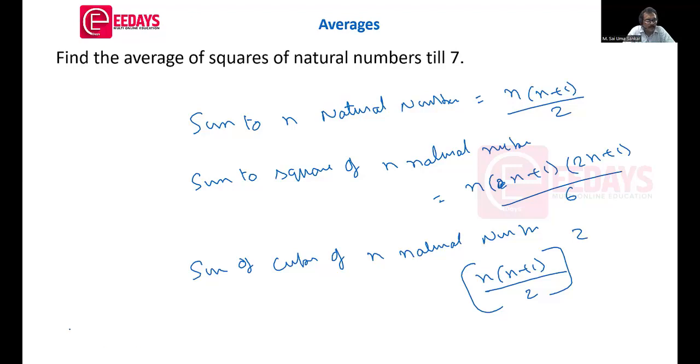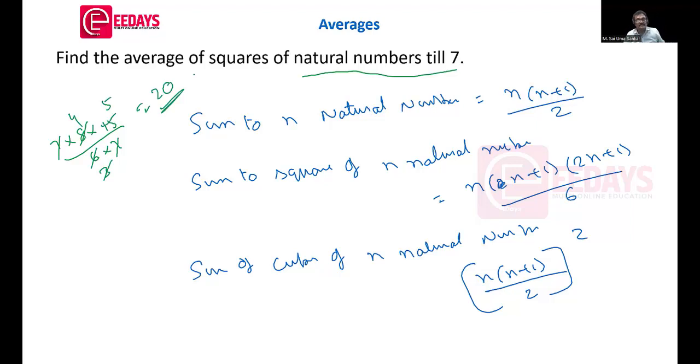Okay, now what is the question here? Find the average of squares of the natural numbers till 7. So what happened? n into n plus 1, 7 into 8, into 2n plus 1, there 14 plus 1, 15, by 6, into how many natural numbers are there? That is equal to 7, so you need to divide by 7. Gets cancelled. 2 3 times, 2 4 times. This is equal to 5 times. So what is the answer? Answer is equal to 20.